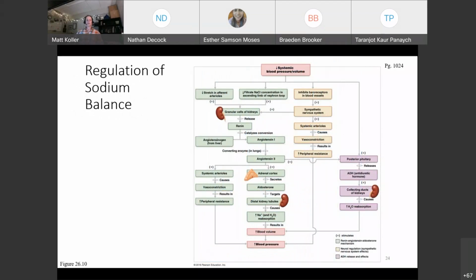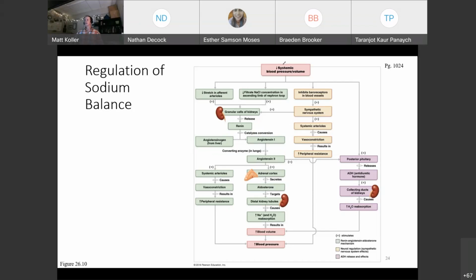Fantastic. So, the influence of other hormones. If we see a decrease in blood pressure or volume, again, follow one pathway at a time. It affects the posterior pituitary, which releases antidiuretic hormone, which has an effect on the kidneys, causing an increase in retaining water, increased blood volume, and increased blood pressure.